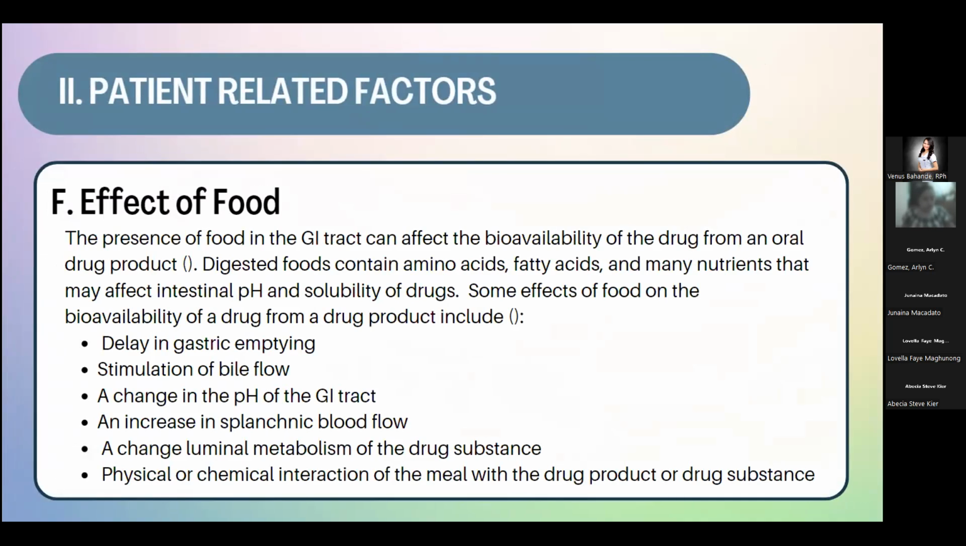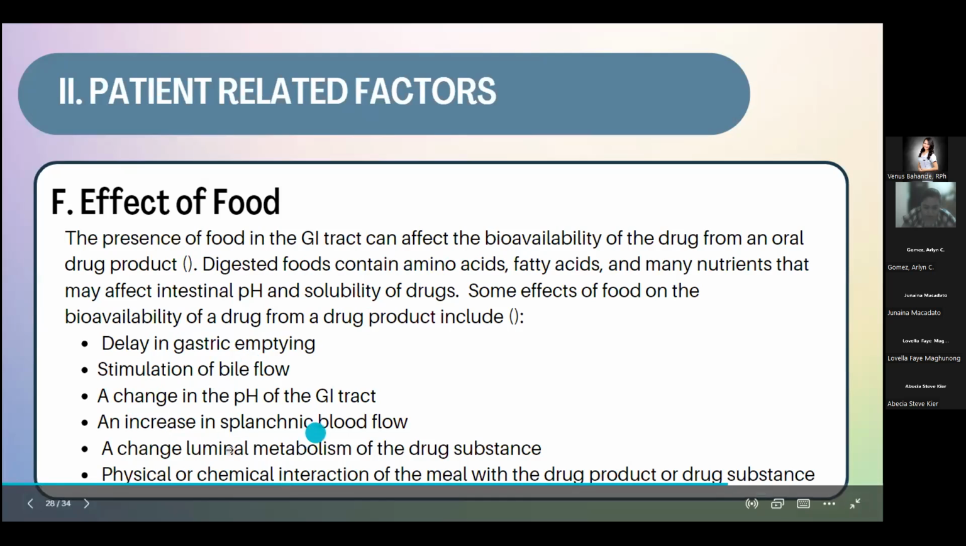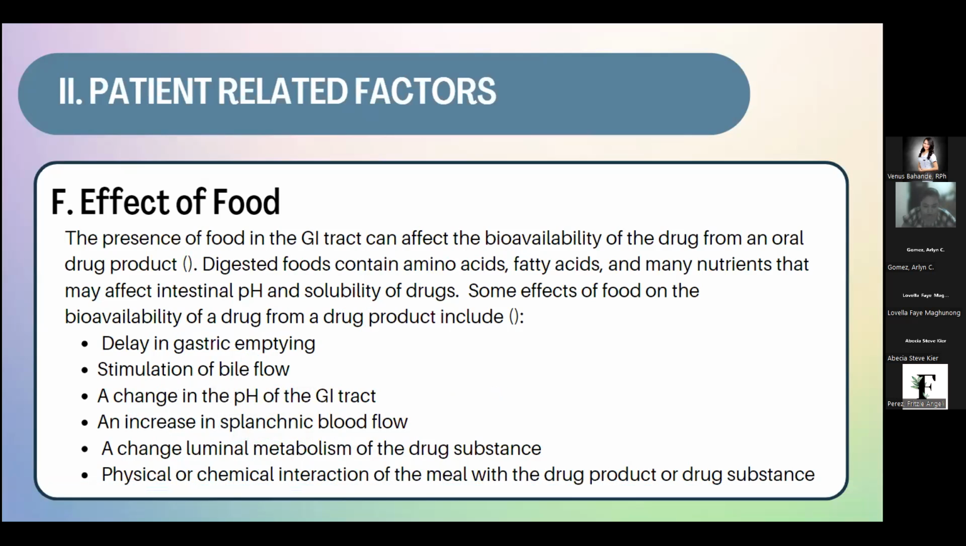And also food, it can affect the absorption. So the presence of food in the GI tract can affect the bioavailability of the drug from an oral drug product. Digested foods contain amino acids, fatty acids, and many nutrients that may affect intestinal pH and solubility of drugs. Some of the effects of food on bioavailability include delay in gastric emptying, stimulation of bile flow, change in the pH of GI tract, increase in splanchnic blood flow, a change in luminal metabolism of drug substance, and the physical or chemical interaction of meal with the drug product or drug substance.